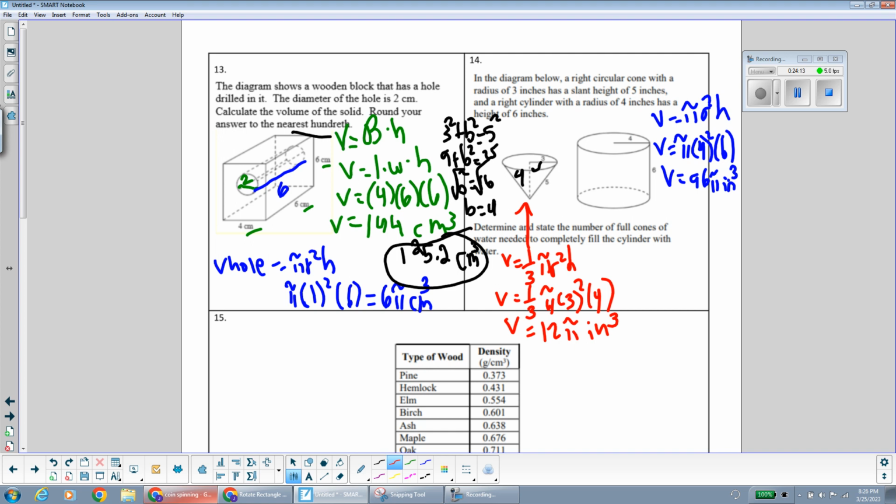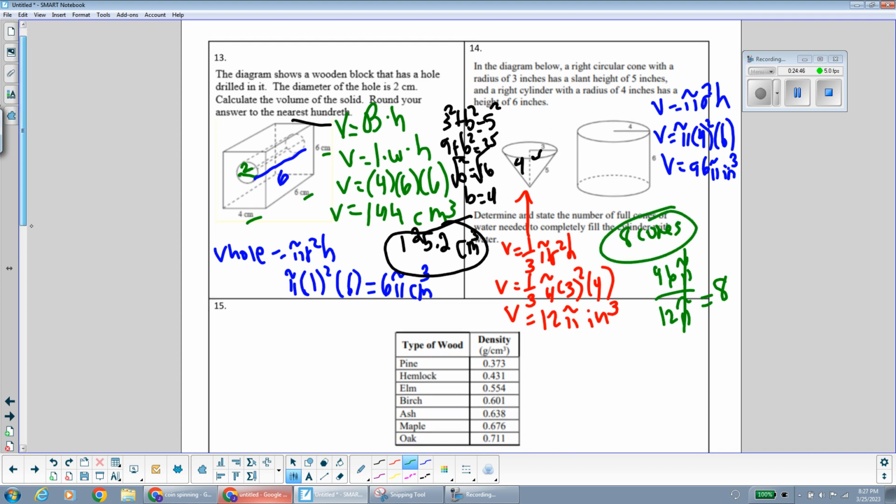Now I just need to figure out how many of the cones can fit into the cylinder. So in order to do that, all I have to do is divide 96 pi by 12 pi. So let me do that over here. 96 pi divided by 12 pi to find how many of this can go in that. And that is 8. So the answer is 8 full cones.